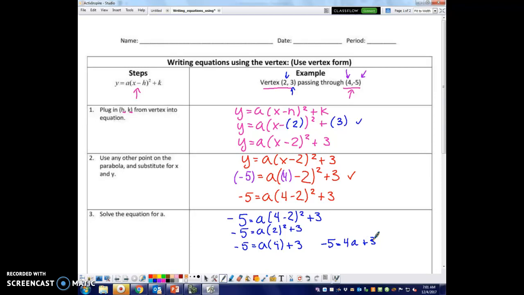All right, our next step. Looking at this, we want a by itself. So what do we need to get rid of first? This 3. So we'll subtract the 3 from both sides. So negative 5 minus 3 is what? Type it in. Negative 5 minus 3 is negative 8 equals 4a. Okay, let's move this down a little bit.